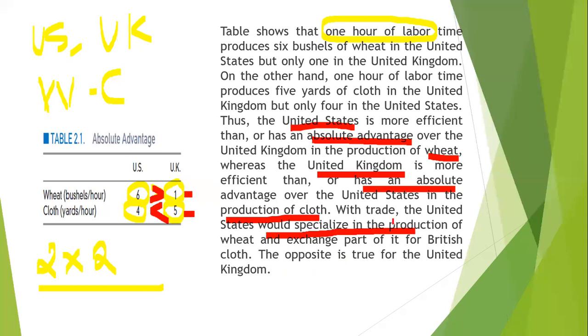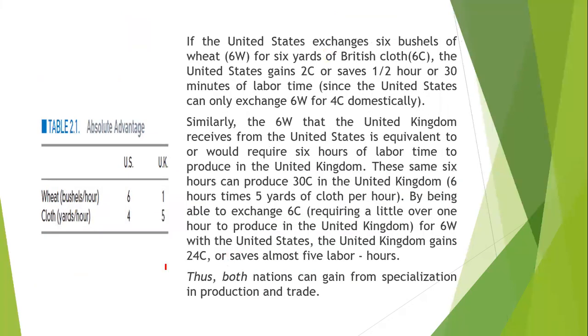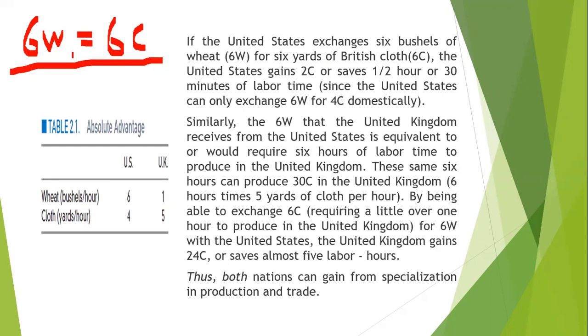So in trade, what happens? The United States will specialize in the production of wheat and the UK will specialize in the production of cloth. Now, let us consider an international exchange rate of 6 wheat equal to 6 cloth. So now we are going to explain the gain from trade. Let us suppose that the international exchange rate is this: 6 wheat will be exchanged for 6 cloth.